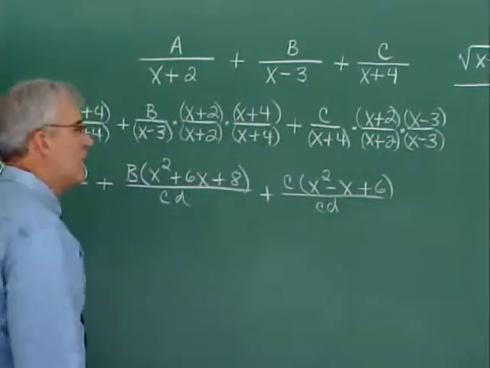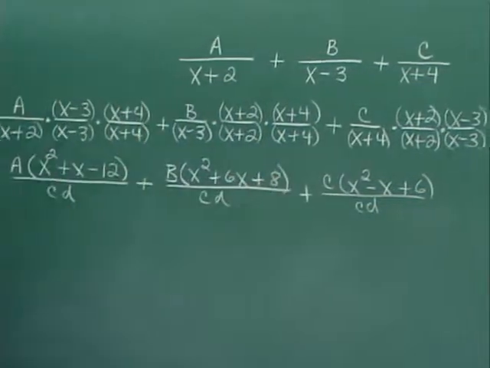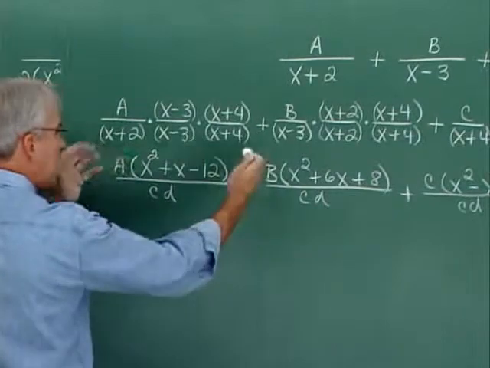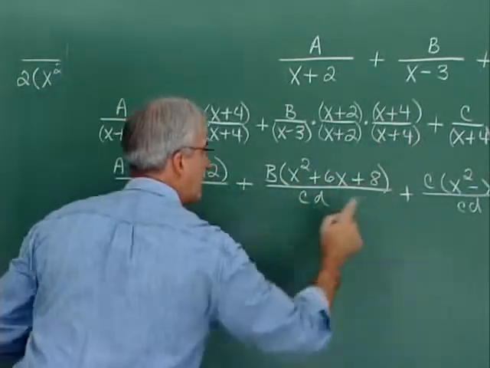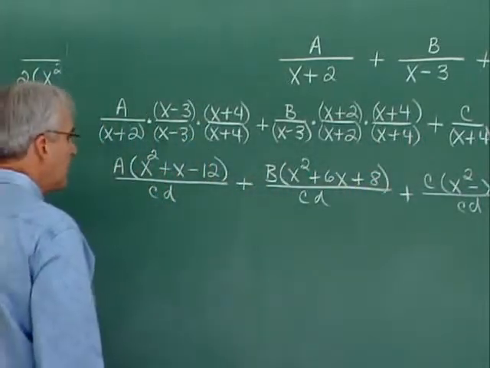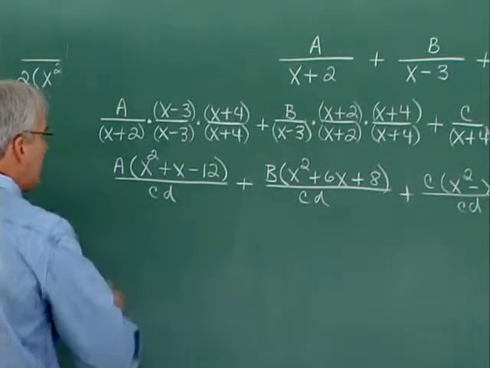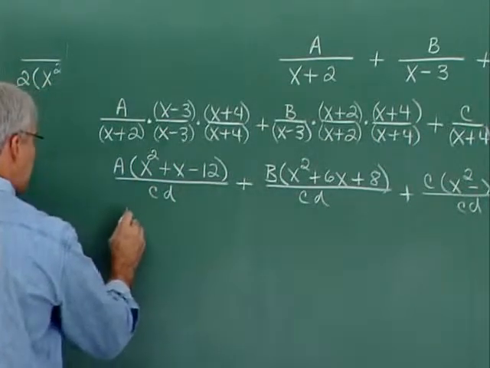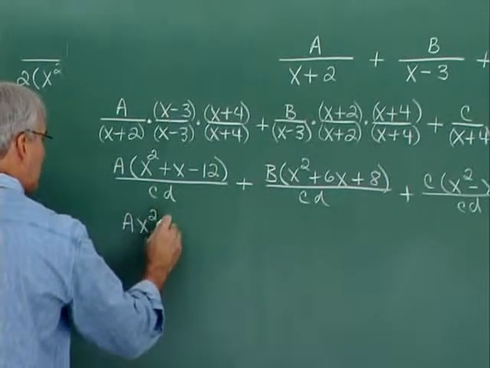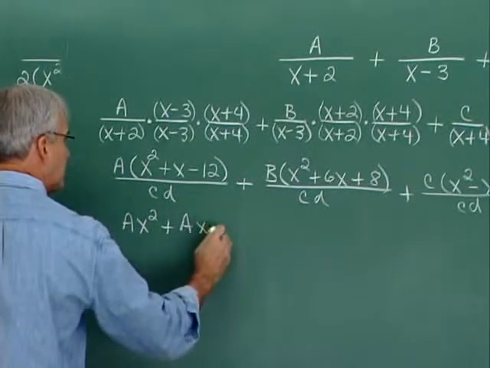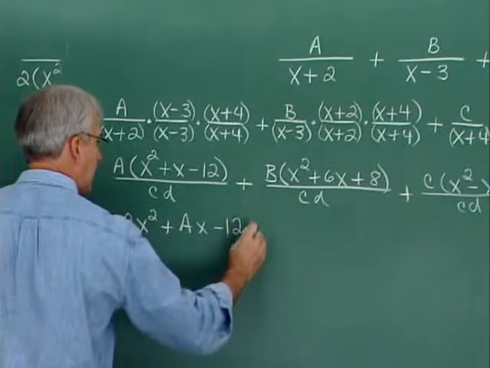All right. Now, let's expand further. When we expand these, and we have plus signs right here, in this step we're going to put everything over the common denominator. So I'm going to anticipate that and just show the expansion of this. This is ax squared plus ax minus 12a.